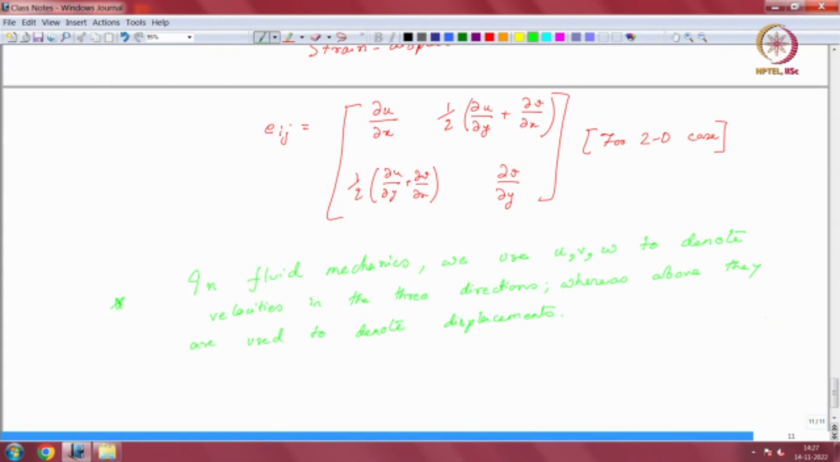Now, my tensors look exactly the same. The idea is very similar, and we are going to deal with a strain rate tensor in fluid mechanics, where these will now become velocities. But the idea is essentially the same. The reason we are using a tensor is the same. It's essentially to track deformation, but because in fluid mechanics the strain rates or the velocities are more important than displacements, we end up using the strain rate tensor rather than the strain tensor.